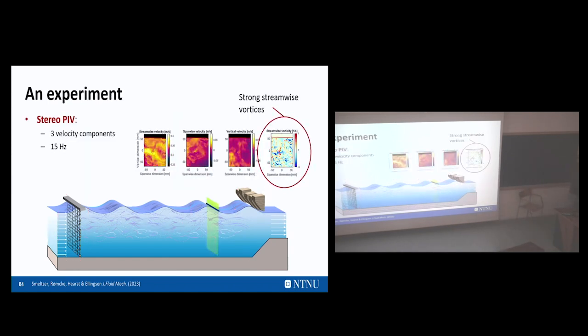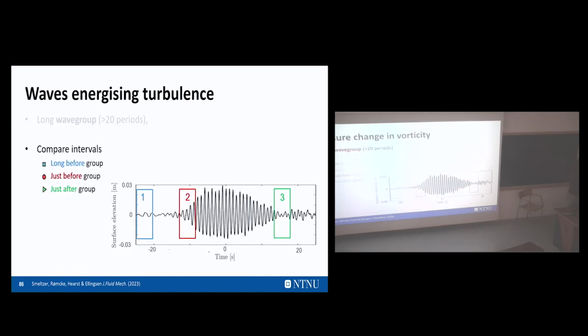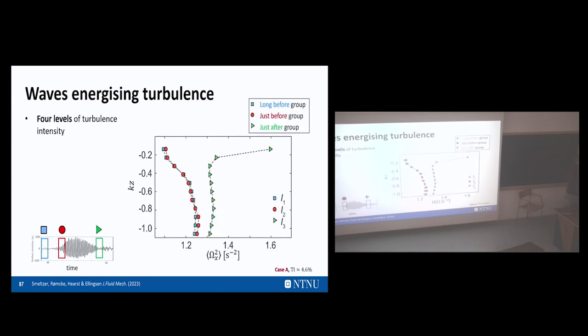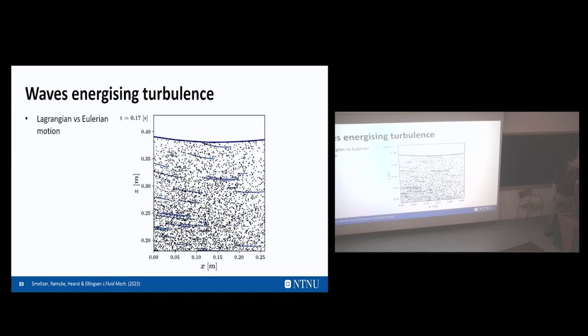We take some streamwise PIV images, not time resolved, and then we look at the wave group. We compare 3 times. One is long before the wave comes, one is just as the wave group comes in, and one is just as the wave group is leaving. And we see the change in mean square vorticity in the streamwise direction is huge, basically. So the waves really do change the turbulence. So that was nice.